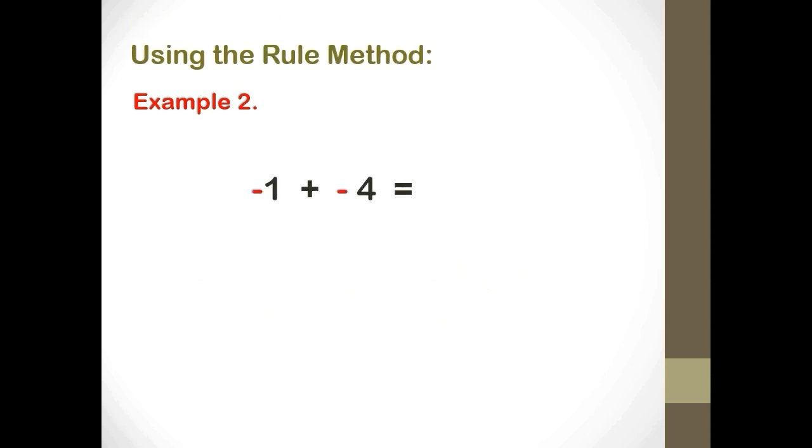Now let us solve using the rule method. Since the addends are alike, we add their absolute value. 1 plus 4 is 5. Now, since they are both negative, we follow negative. Therefore, our final answer is -5.